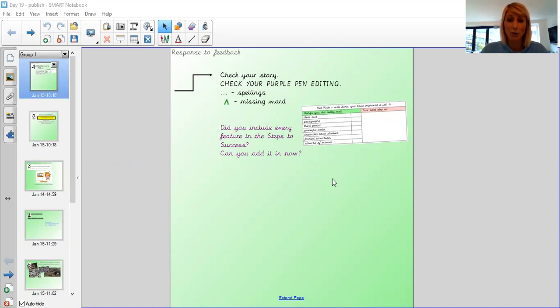We were really impressed with the quality of your writing, particularly using paragraphs, and really loved some of the language that we saw people using. So some powerful verbs, expanded noun phrases, and those fronted adverbials we've worked on as well. So a huge well done.